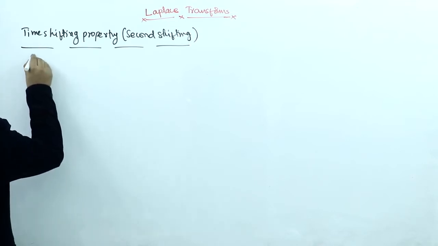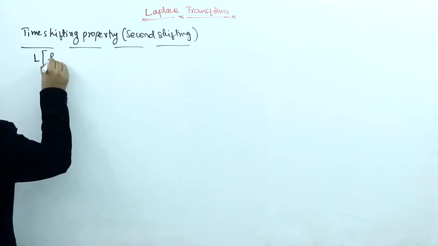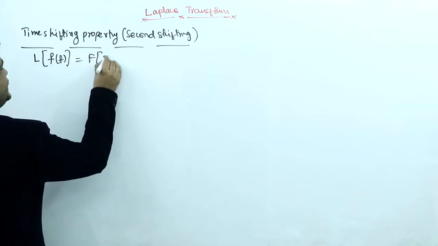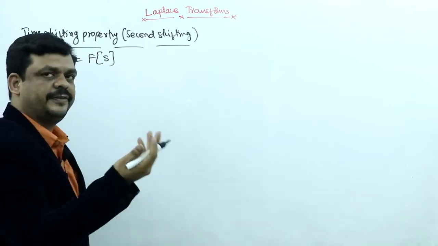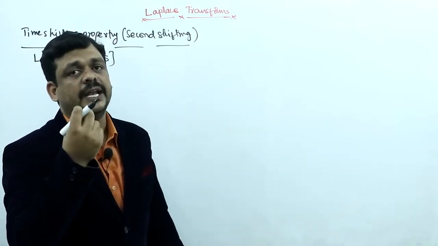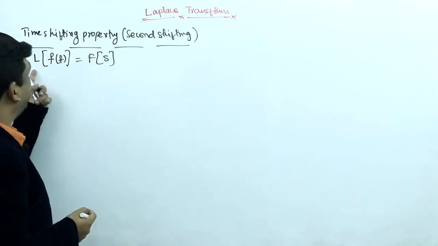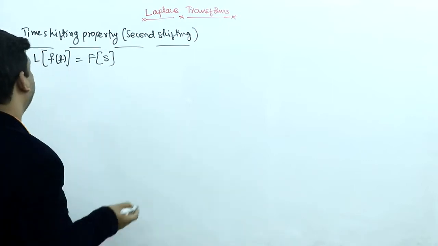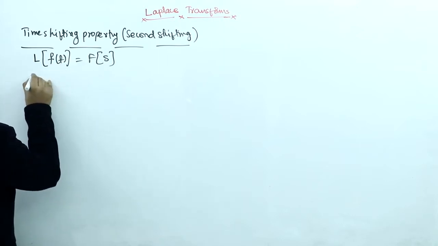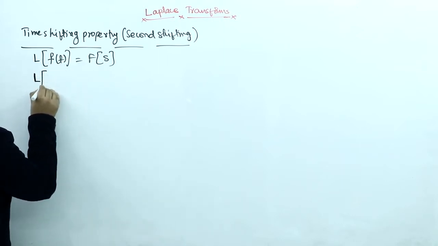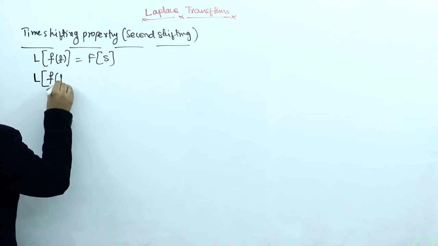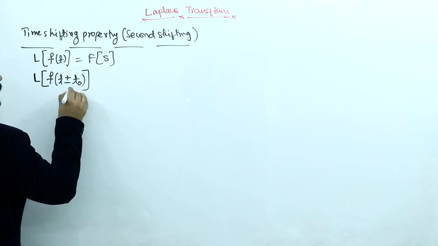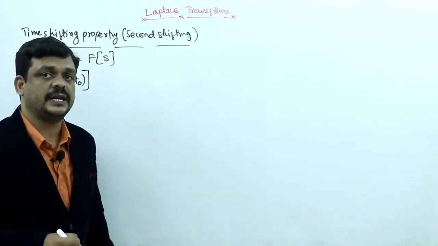See, Laplace transform of f of t, now I am writing in terms of F of s. So we can write either x of t or f of t. F and x explain the name of the function. So Laplace transform of f of t is F of s. The time domain is converted into the frequency domain. If the shifting applies in time domain, that means Laplace transform of f of t plus or minus t naught. Here t naught is some constant value.